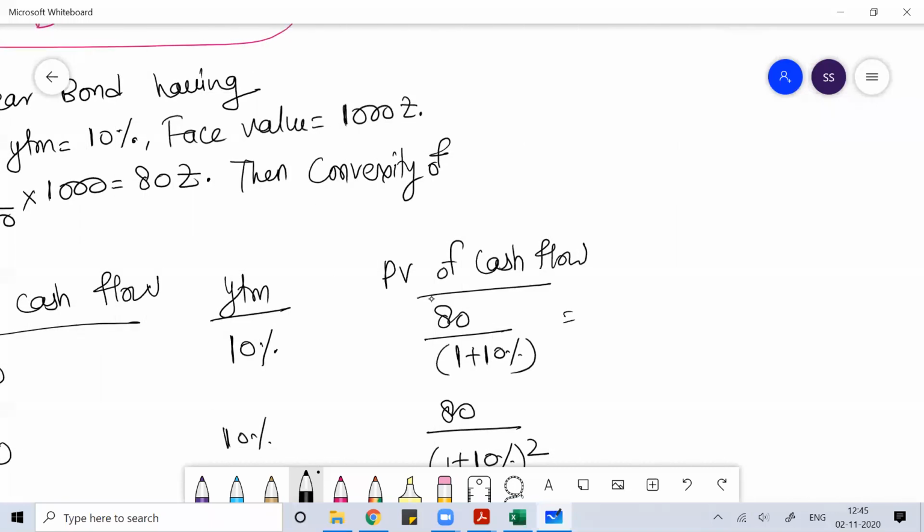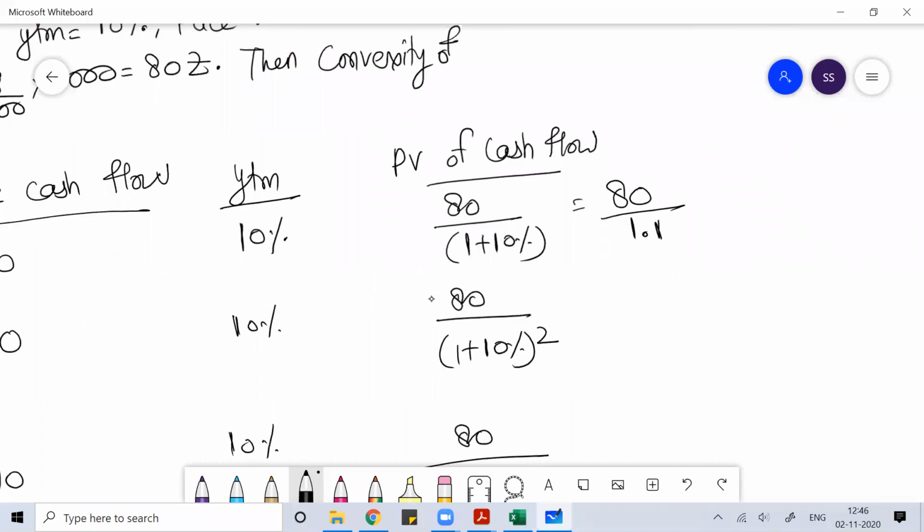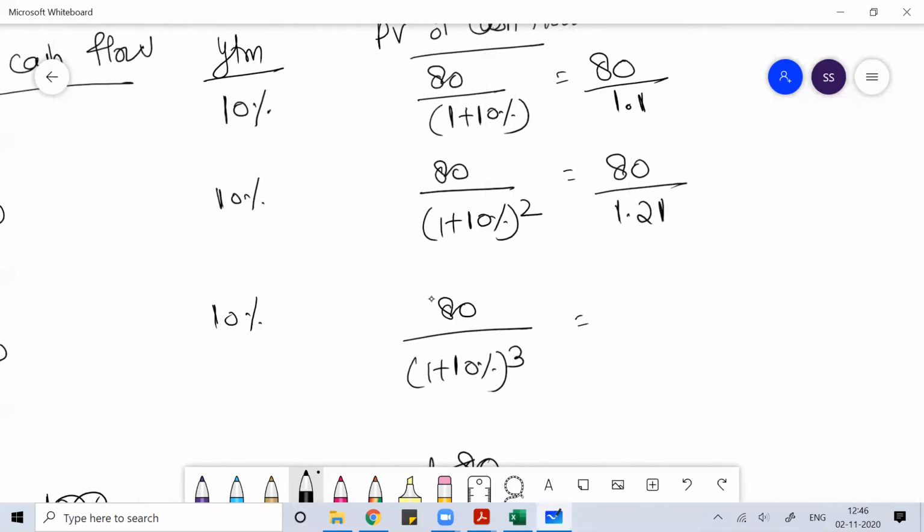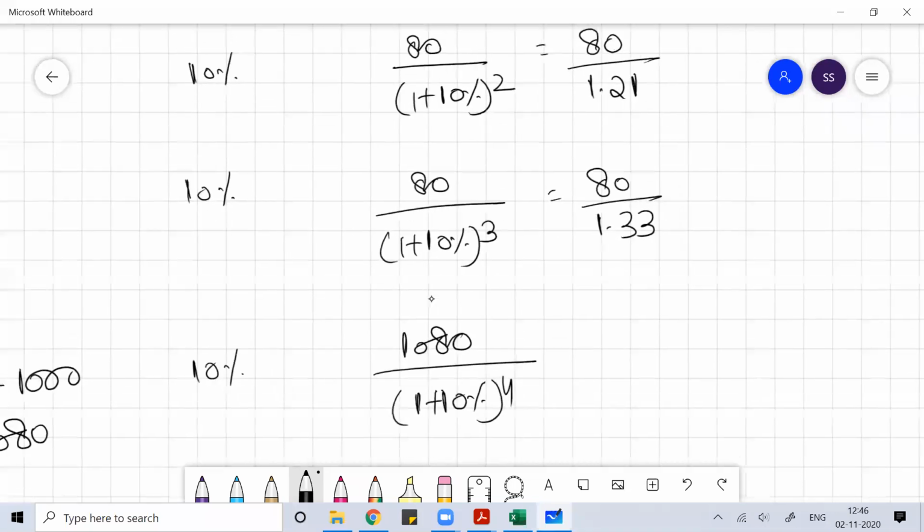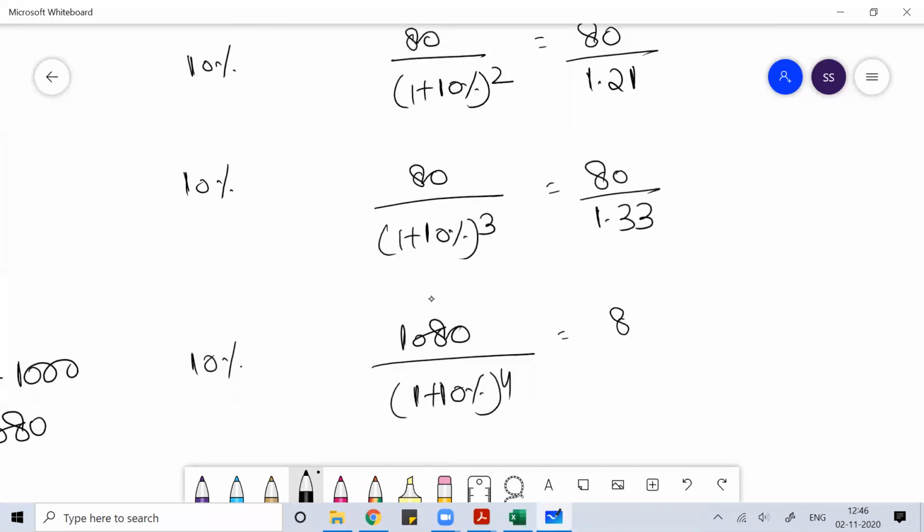So you can write this as 80 divided by 1.1, 80 divided by 1.21, 80 divided by 1.331, and 1080 divided by 1.4641.